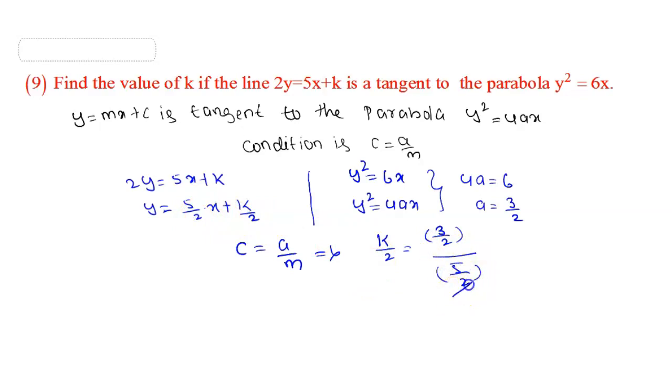Here I can cancel this 2 and this 2. This implies k by 2 is equal to 3 by 5. So cross multiply the left side denominator to the right side numerator. k is equal to 3 into 2, that is 6, 6 by 5. This is the answer. The value of k is 6 by 5.